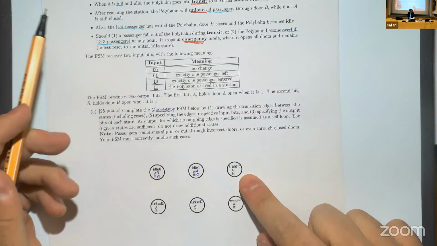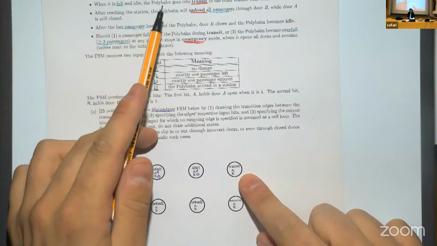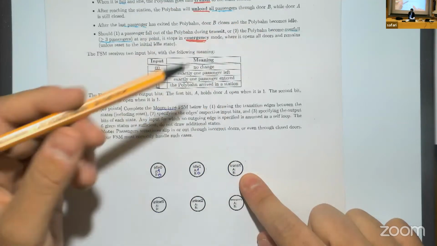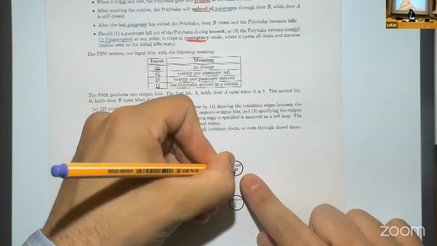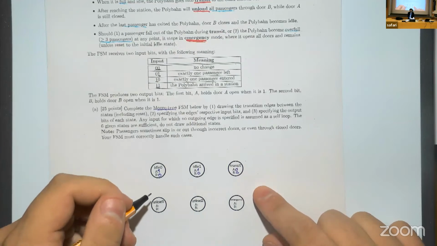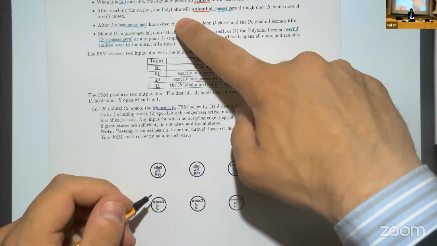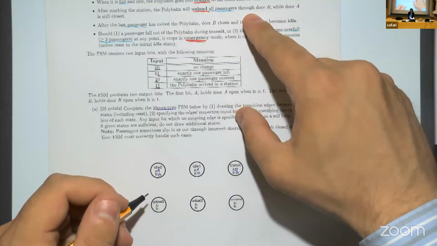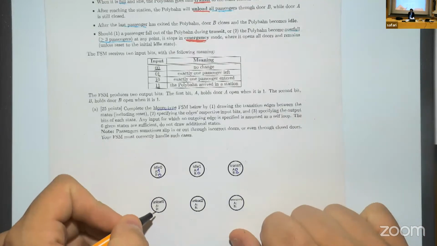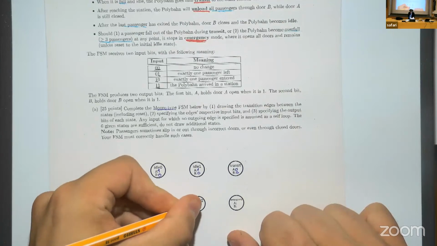Did we specify it explicitly? I hope so. Right, when it's full and idle, the polygon goes into transit. The other station will be reached with both doors closed, so it's both 0, 0. Then you can imagine that unloading will happen through door B. Once the station is reached, it should unload all passengers through door B while door A is still closed. So let's call the unload states 0, 1 and 0, 1.